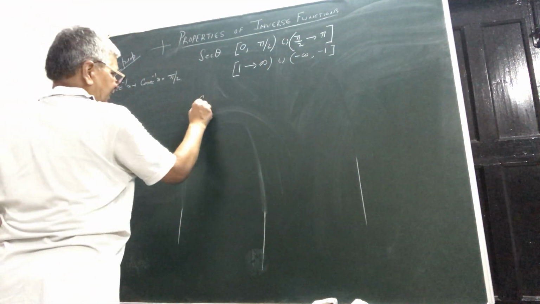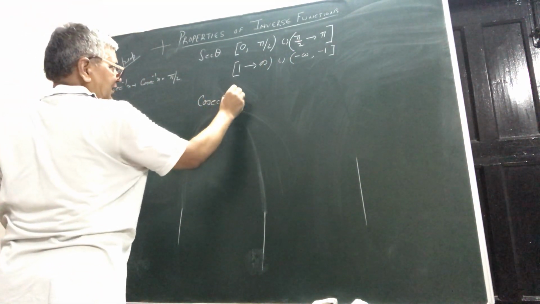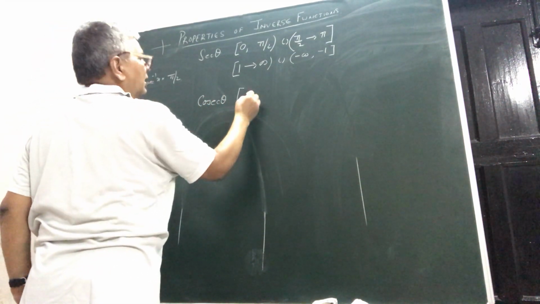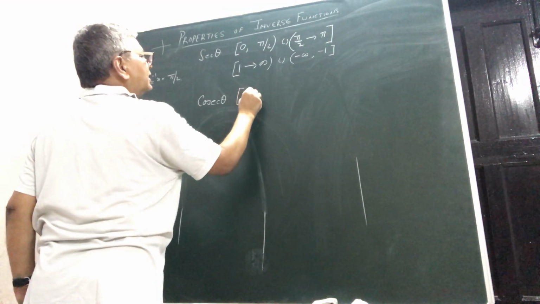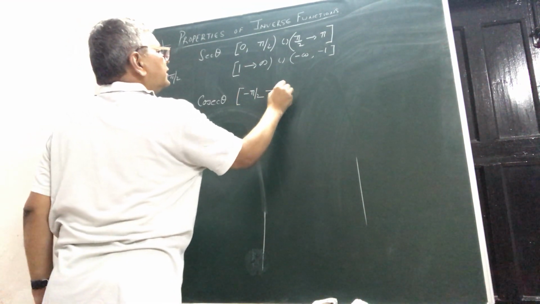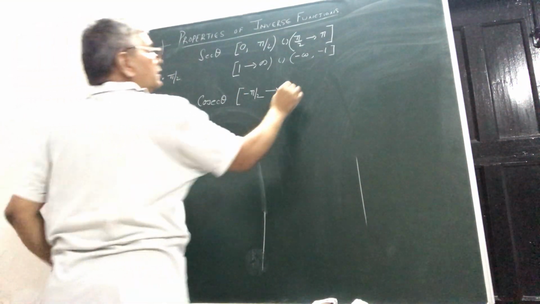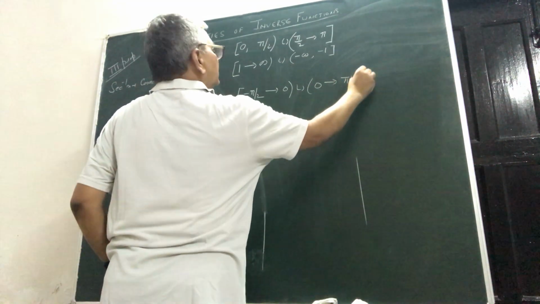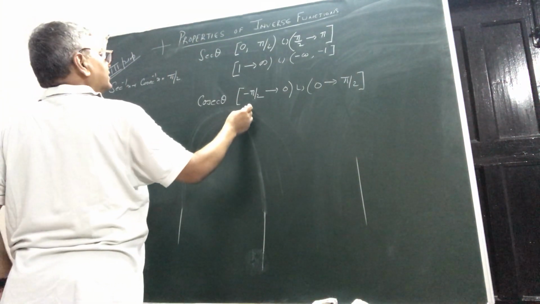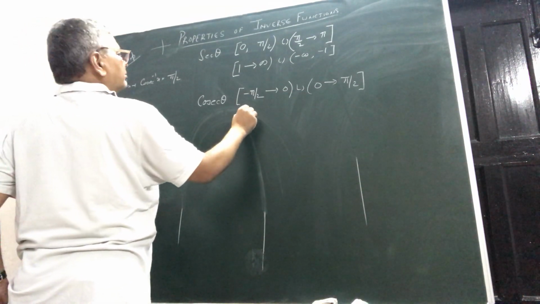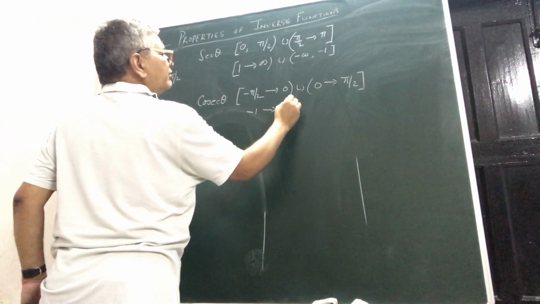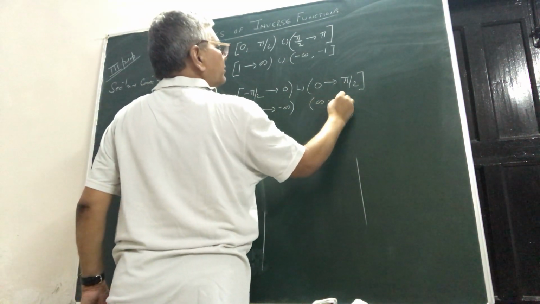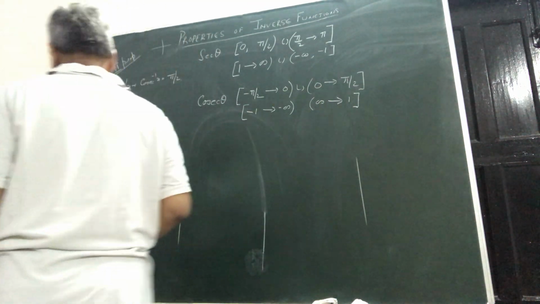For cosec theta, I am again writing cosec theta, it is from minus pi by 2 to plus pi by 2. So it is minus pi by 2 to 0, where 0 will be excluded, union 0 to pi by 2, where it is included. What are the values? It is minus 1 to minus infinity, and here it will be from infinity to 1. This is how the things move on.